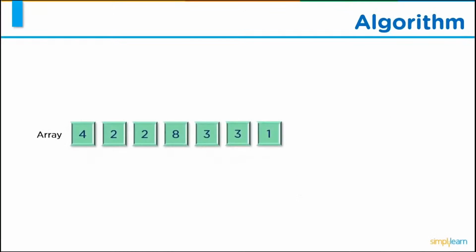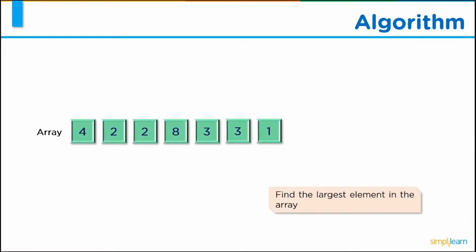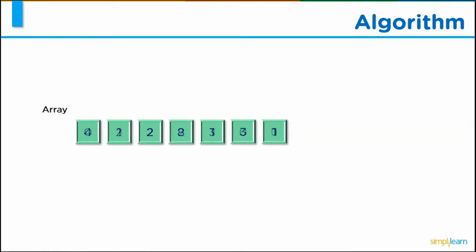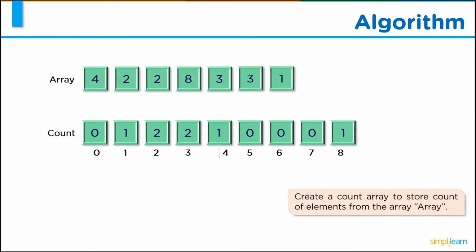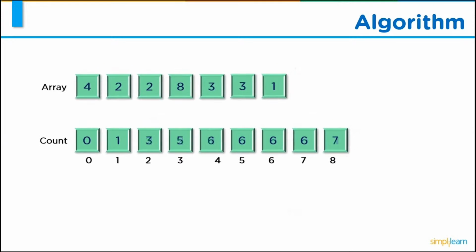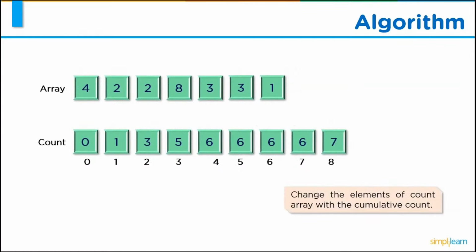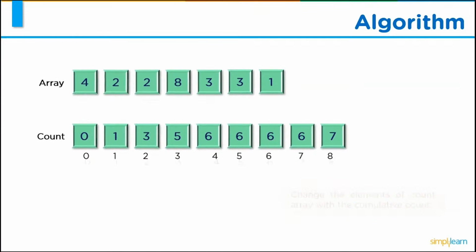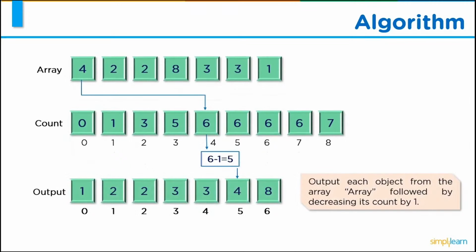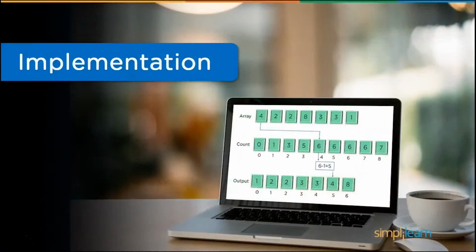Let's say we have an array. First, we will find the largest element in this array to evaluate the range of the elements. Then we will create a count array to store the count of each element from the array. Then we will update the count array's elements with a cumulative count. At last, we will output each element from the array, followed by decreasing its count by 1. We have now introduced the counting sort and its algorithm. Now let's try to implement this algorithm in the code editor.